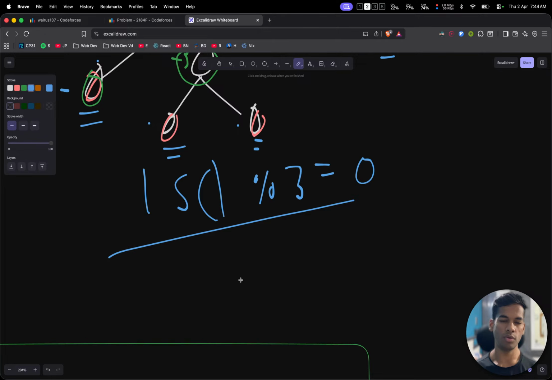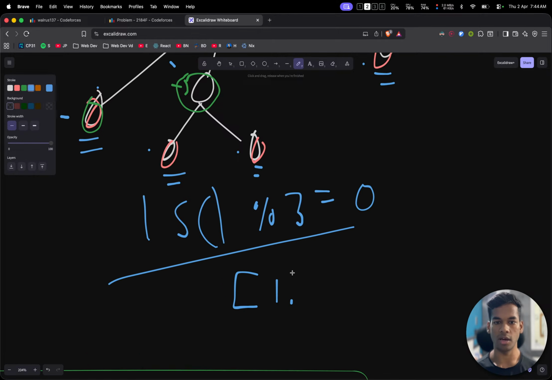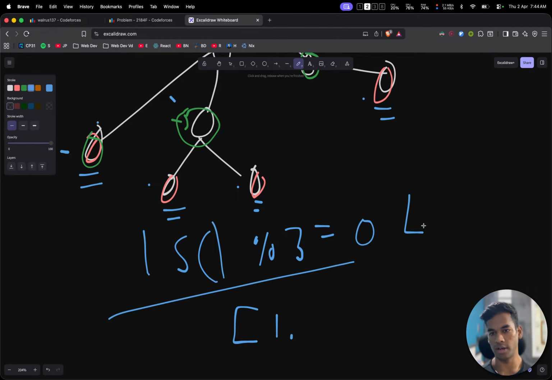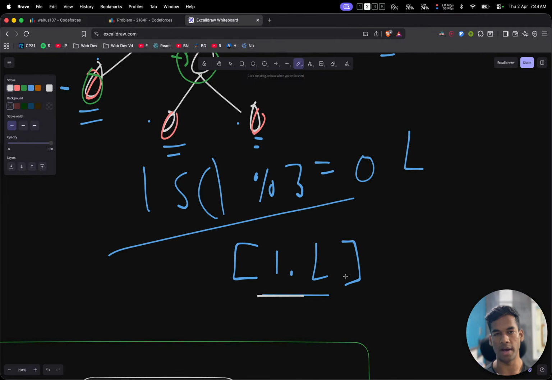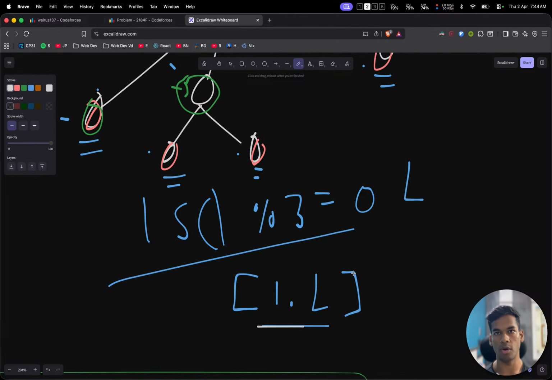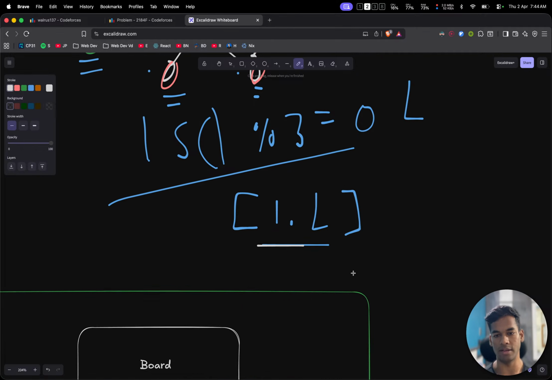Okay, so we do have an upper limit and a lower limit. The lower limit is 1 and the upper limit is the number of leaf nodes. Let's call that L, inclusive. If you have this, can we apply binary search? I guess not, because we are not optimizing for anything.